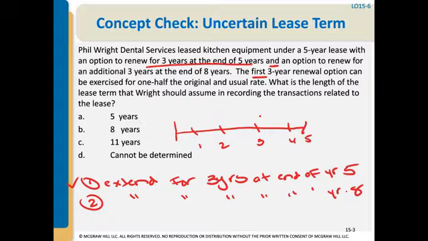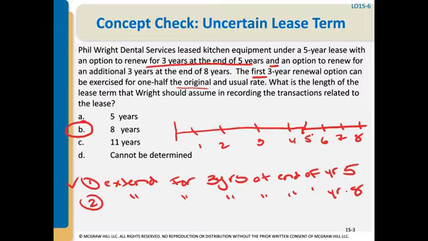The first 3-year renewal option, number 1, can be exercised for one half the original and usual rate. So at the end of this 5th year, we can renew another 3 years for half the rate we've been paying. So we're going to assume that it's reasonably certain that we're going to extend this lease term by another 3 years, 6, 7, 8. So now our lease term will be 8 years.